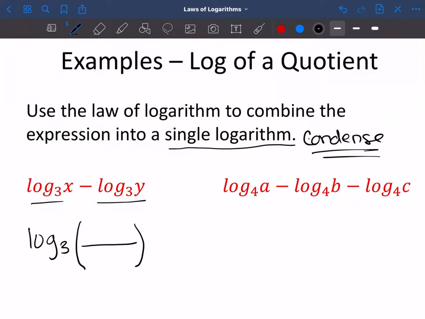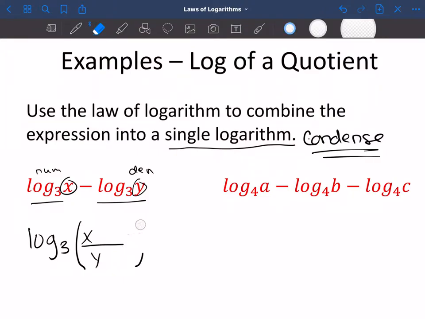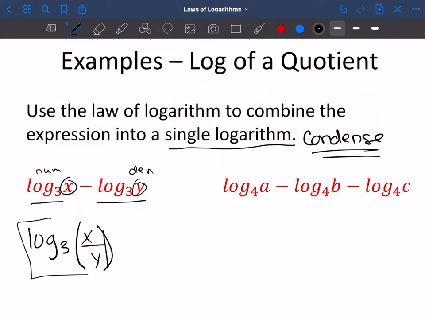So remember, the positive terms are going to go on top, our numerator, and the negative terms are going to go in the denominator. So our numerator is going to contain the x. My denominator is going to contain the y. So basically I didn't have to have all that, did I? So let's fix that. So we end up with log base 3 of x over y.